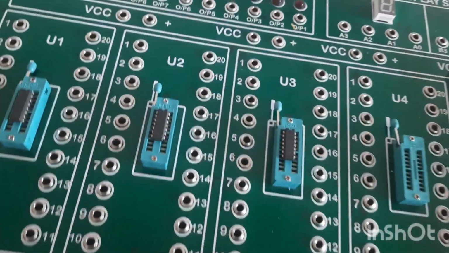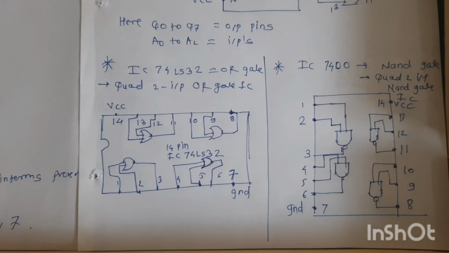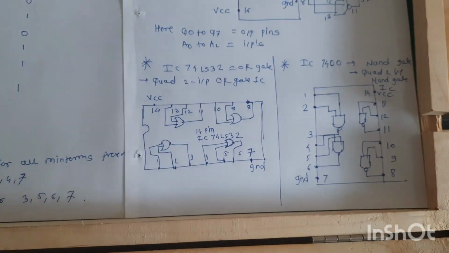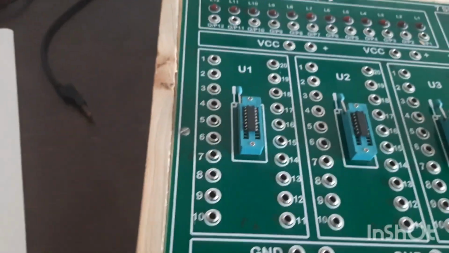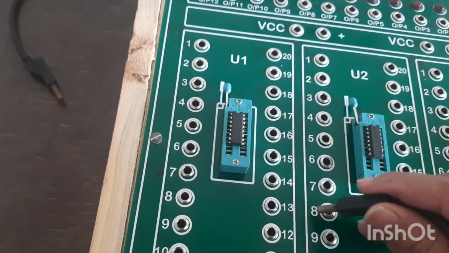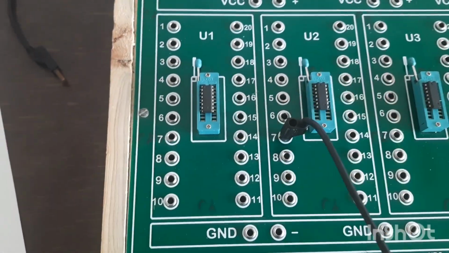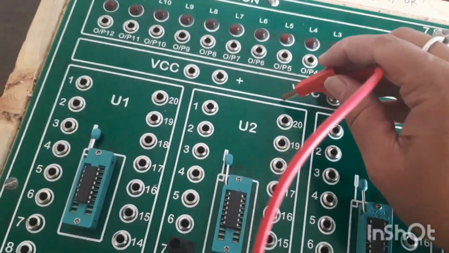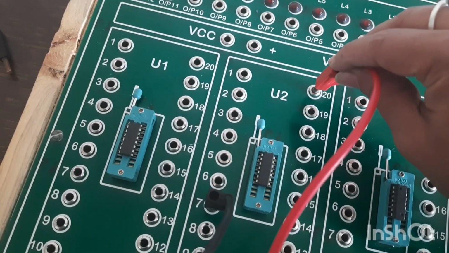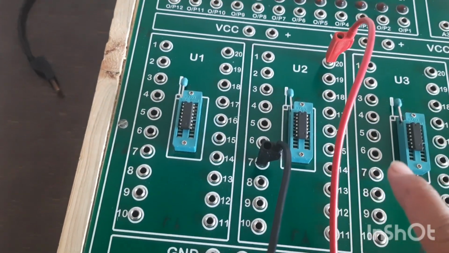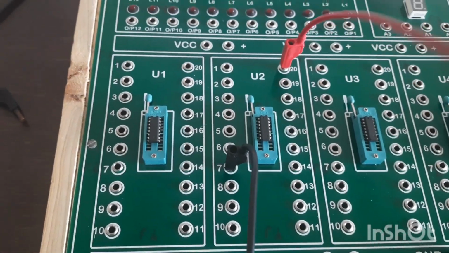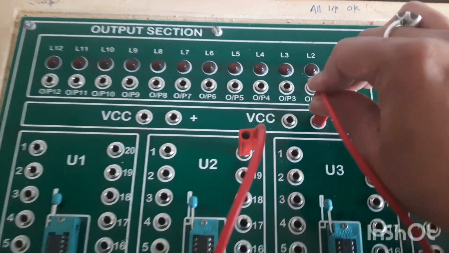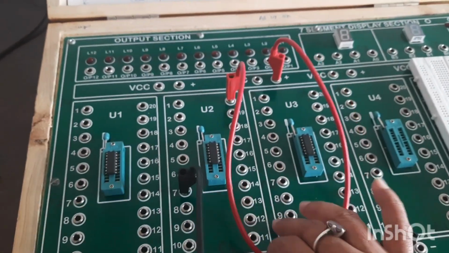Okay, now you can see that IC 7432 and IC 7400, both are 14 pin ICs. So first we will do the ground and VCC. For a 14 pin IC, 7 is the ground, and pin 14, because we have taken 1 to 7 and then 8, 9, 10 up to 14, is connected to the VCC section. You can see here I have put it in the VCC section. This is ground and VCC of the NAND gate.